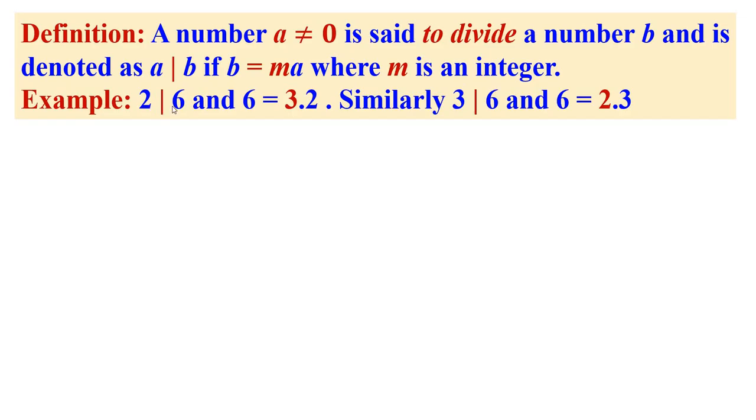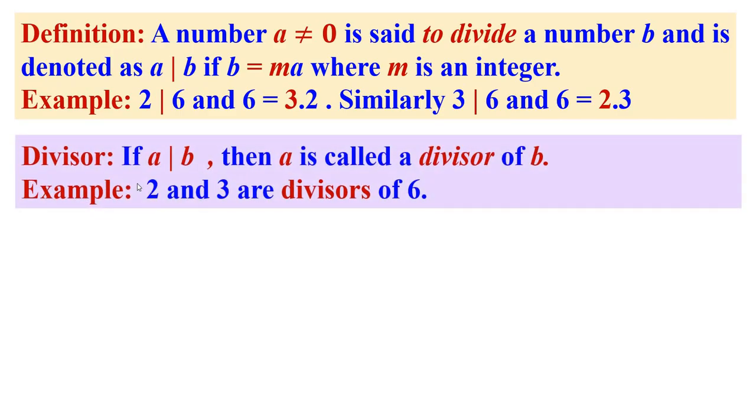For example, 2 divides 6 and you write 6 as 3 into 2. Similarly, 3 divides 6 and you write 6 as 2 times 3. So how do we write that? b is equal to m times a, where m is an integer. If a divides b, then a is called a divisor of b. So all these are simple concepts. From this we see that 2 and 3 are divisors of 6. Even 1 and 6 are divisors of 6.